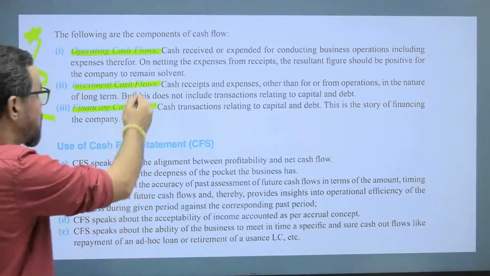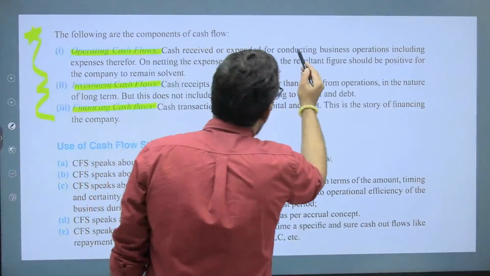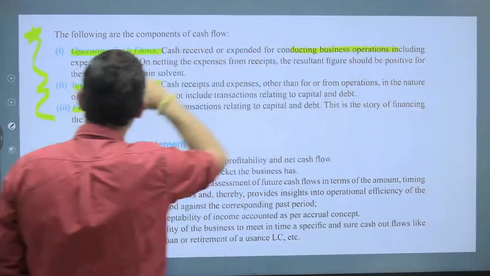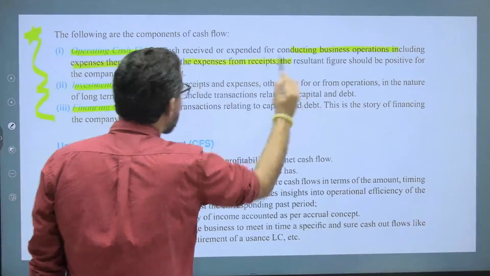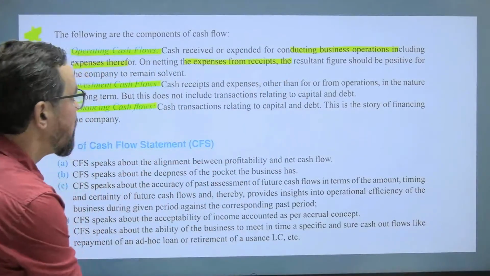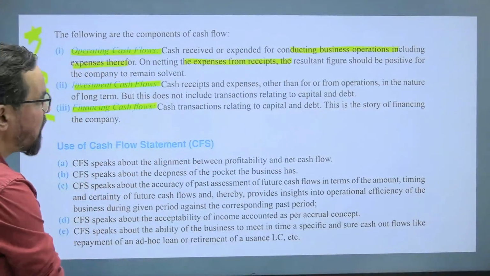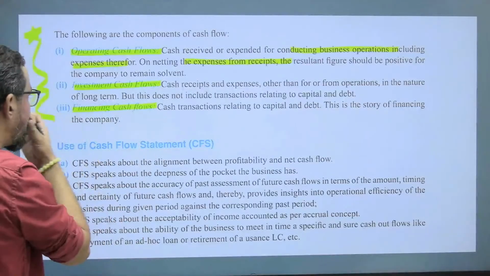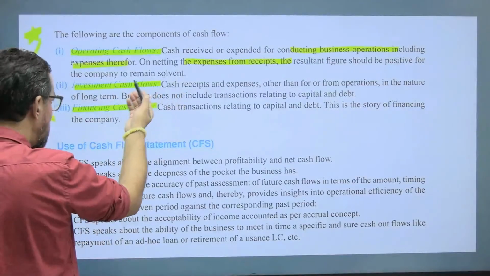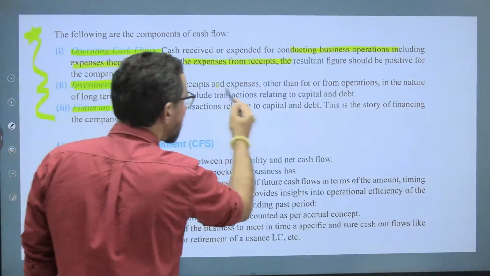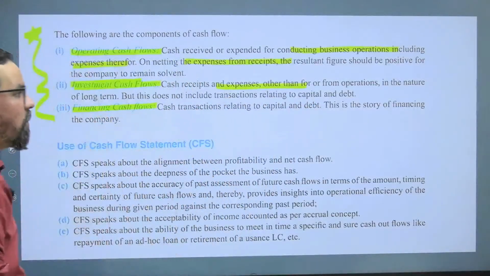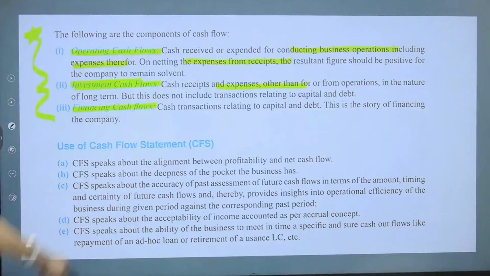तो जैसे यहाँ पे कुछ लिखा है, cash received or expended for conducting business operation including expenses, therefore on netting the expense from receipt, the resultant figure should be positive for company to remain solvent. ठीक है, investment cash flow, ठीक है, expenses other than the operation activities. ठीक है, so basically these are आपका property plants equipments goodwill and all. ठीक है, आपका परचेज और सेल.